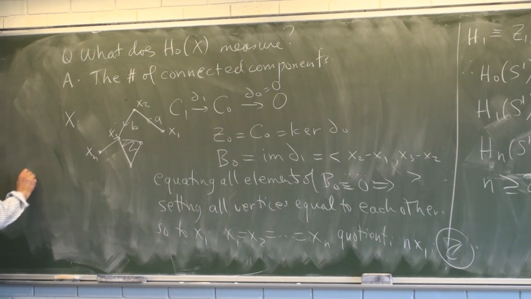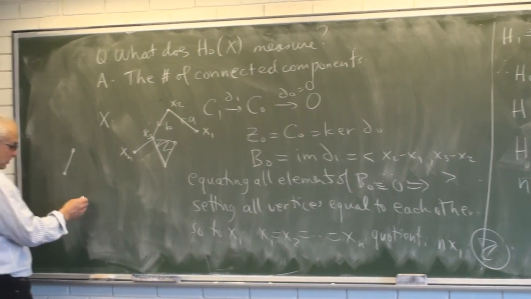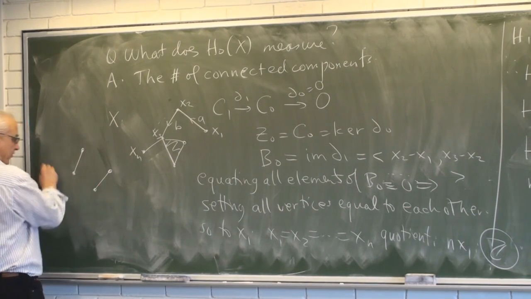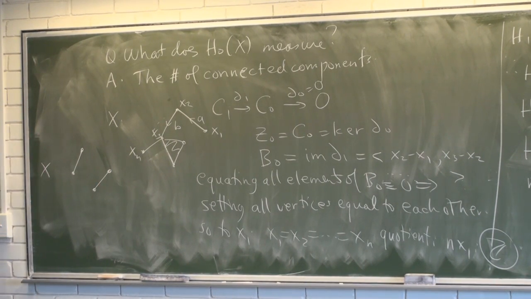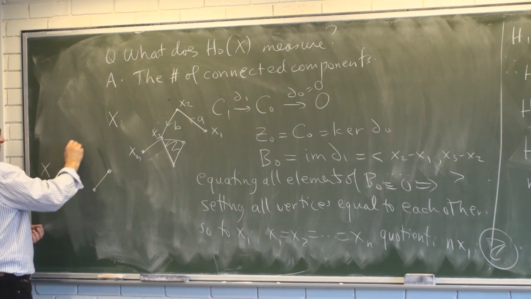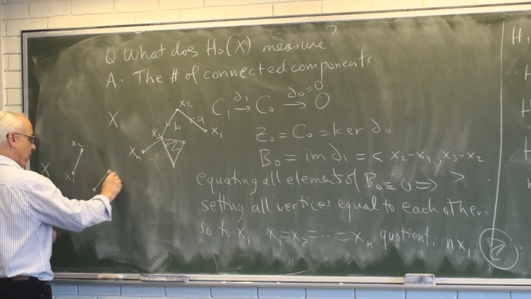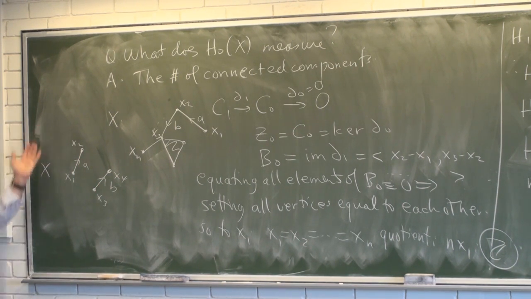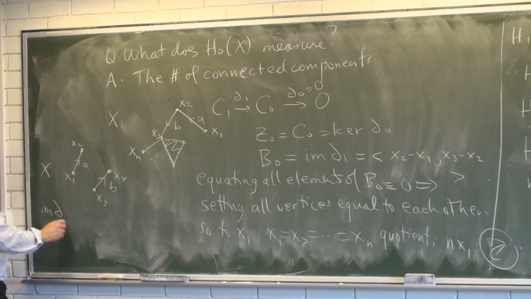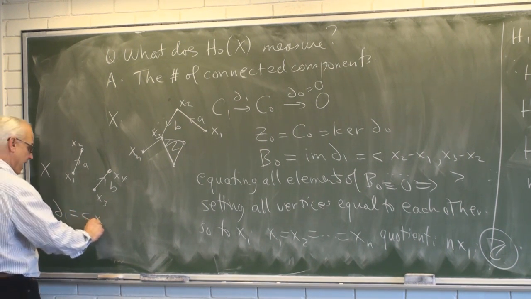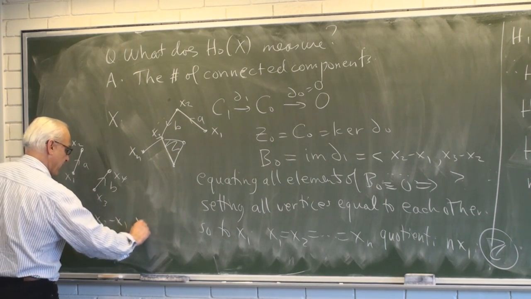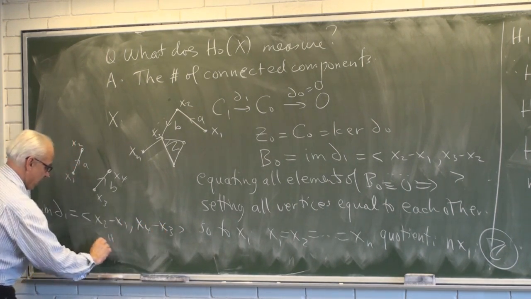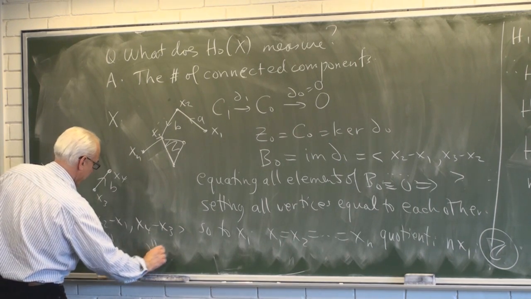If you happen to have a space with, say, two components, let's say this one, with vertices x1, x2, x3, x4 and edges A and B, we can still ask what is its homology. Well, now the image of del 1 is going to be spanned by x2 minus x1 and x4 minus x3, because that's the boundary of A and that's the boundary of B.